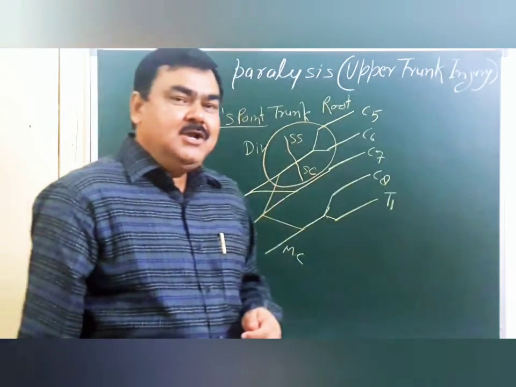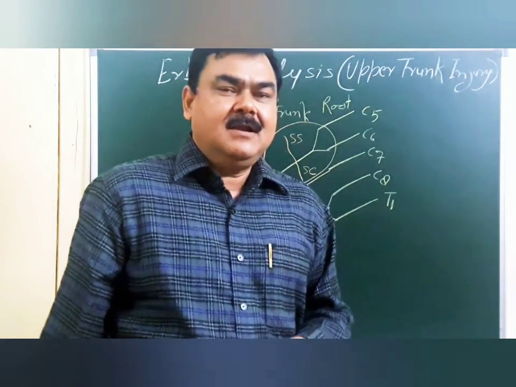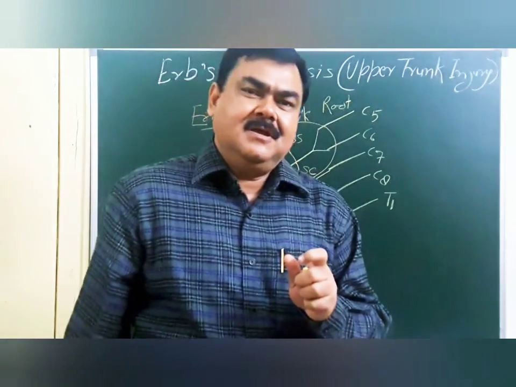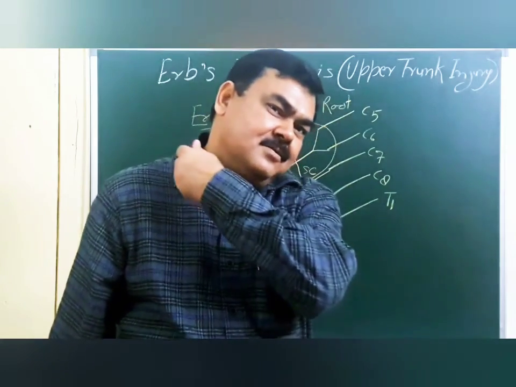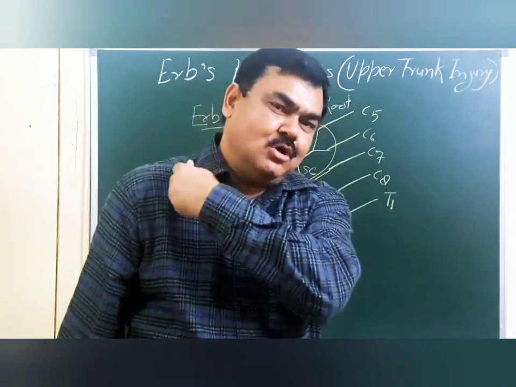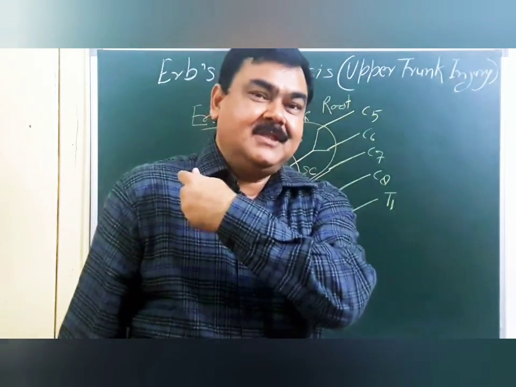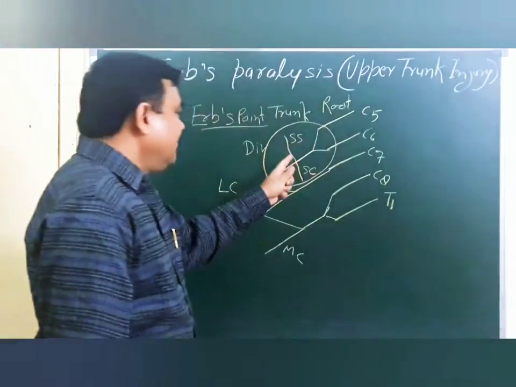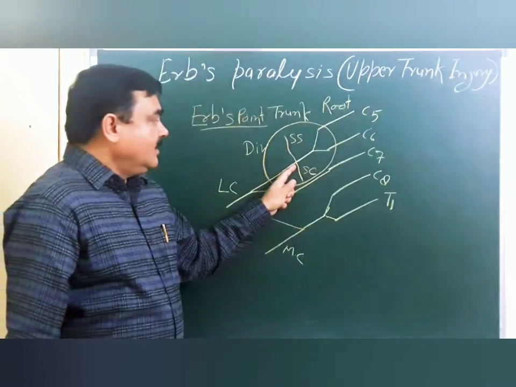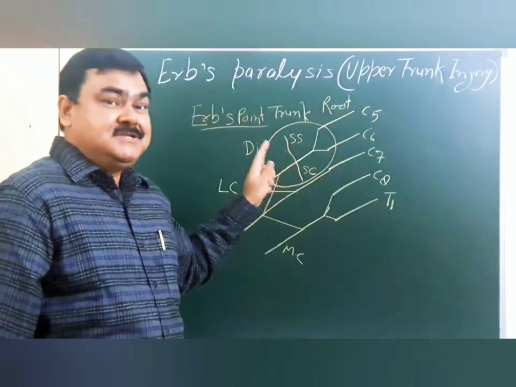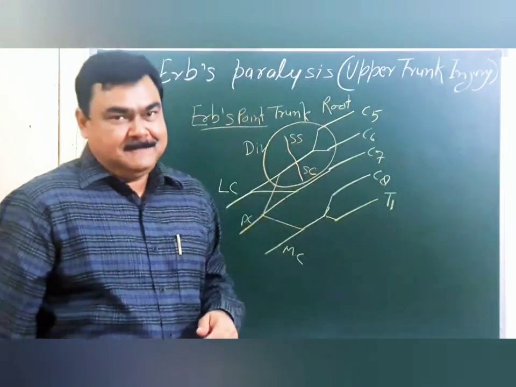In case of undue abduction of head from shoulder, or if there is any condition which may cause excessive angle between the head and shoulder, if this angle is excessive, then it may pull this part and this part may rupture or damage. So the muscles supplied by the branches of these nerves become affected.